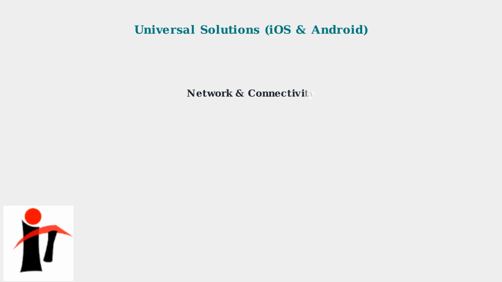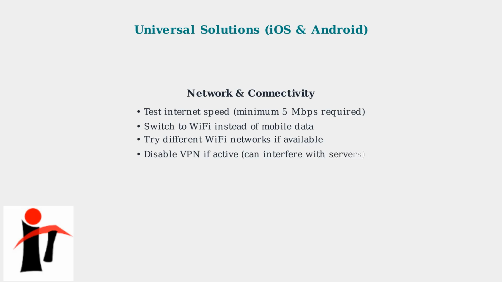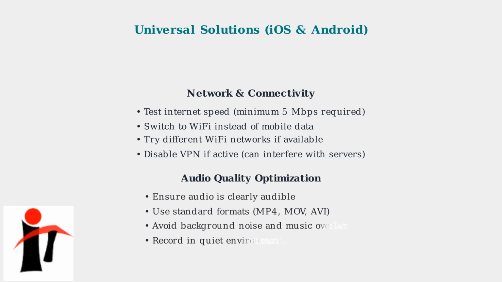These universal solutions work for both iOS and Android devices and address common connectivity and audio quality issues. Universal solutions include testing your internet speed. CapCut requires a minimum of 5 Mbps for reliable auto caption processing. Use Wi-Fi instead of mobile data when possible. Audio quality is crucial for caption accuracy. Ensure your audio is clearly audible. Use standard video formats like MP4 and avoid background noise or music overlap during speech.